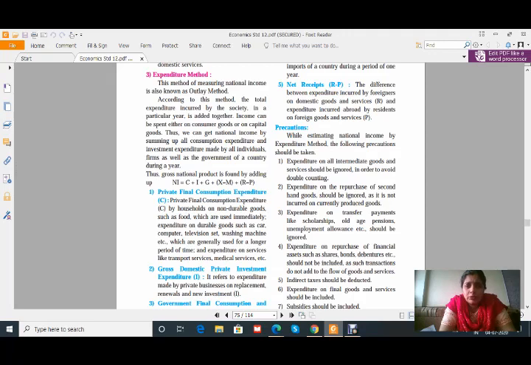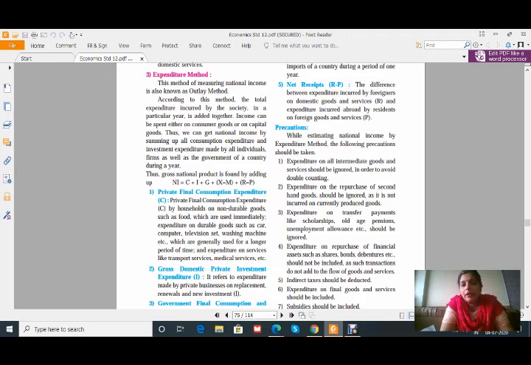So now, what is here the total of all consumption expenditure and investment expenditure made by all individuals, firms, as well as government of a country during a year. That means during a particular year, how much each and everyone is spending, how he is incurring expenses for capital and consumer goods, that has to be calculated. We have to take the sum of all that so that we can get the national income of a country within a year.